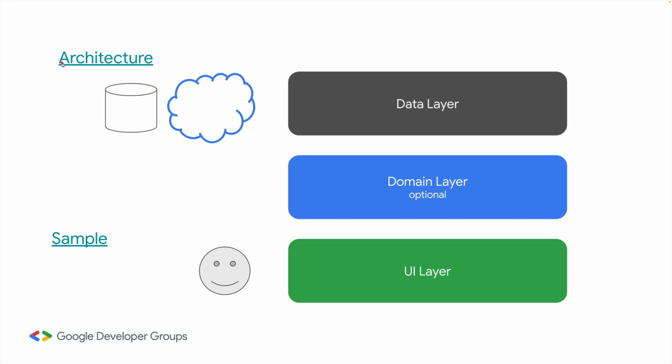If you need more information, there's an architecture link, and there's also the Now in Android sample app that has all these layers perfectly explained. Now, it's a good idea to visualize these layers when you're building your app and to try and keep some kind of separation, because it will help you later when you need to test or when your app grows big.